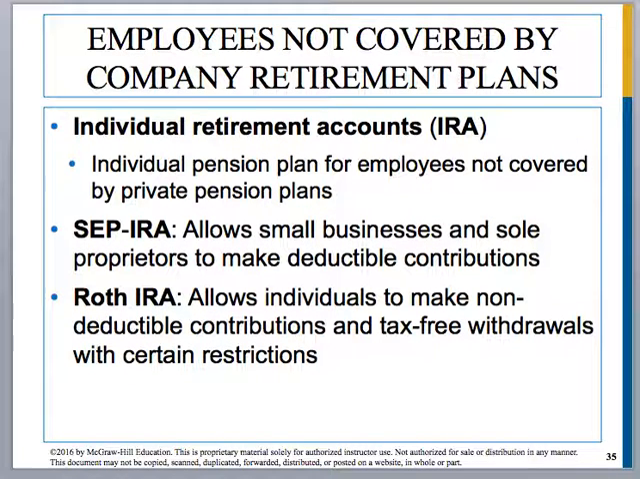We have our IRA, the individual pension plan that's not covered by private pension plans. SEP IRA allows small business owners and sole proprietors to make deductible contributions, and your Roth allows you to make a non-deductible contribution with tax-free withdrawals with certain restrictions. It's usually like 59.5, or for a Roth IRA, maybe 65.5. I can't remember right now what that age requirement is, but there are different requirements allotted to this.